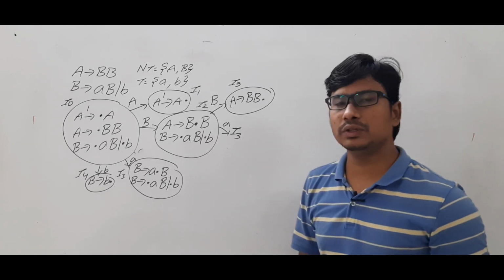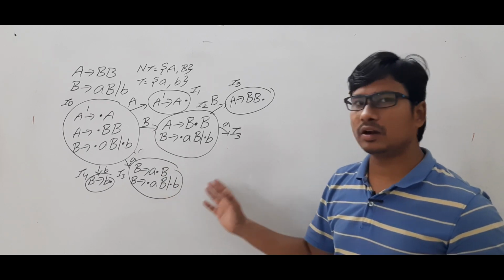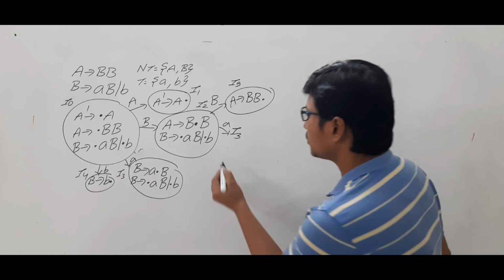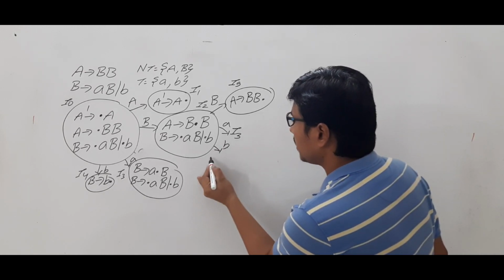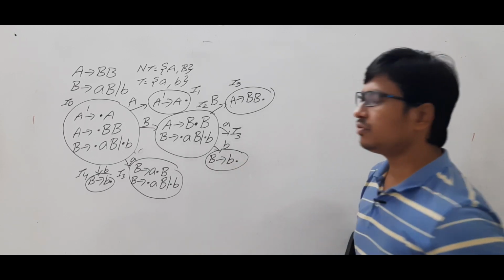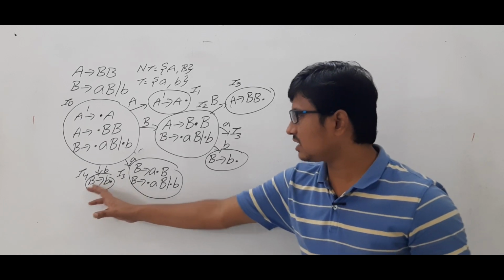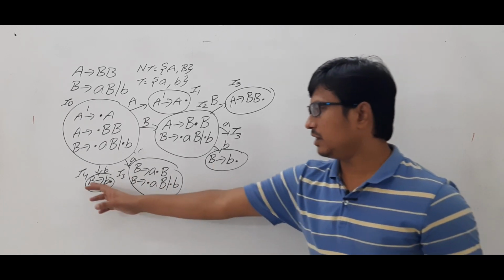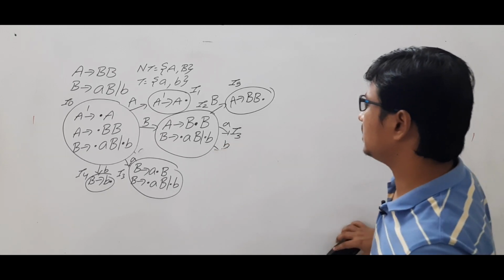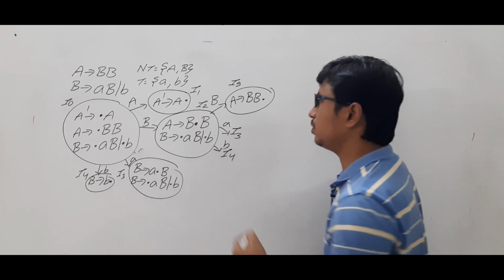A lot of students make the mistake of giving a new name and making it I6 without checking whether such an item already exists. Similarly, on B the dot moves, and when we check, this is exactly the same as I4. So instead of giving it a new name, I can write that I2 on B goes to I4.